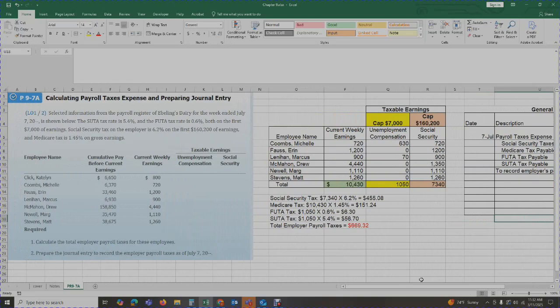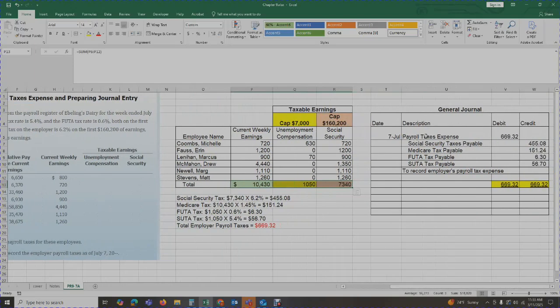Please read over your ebook. It has valuable information, and a lot of great examples are provided to you. Please make sure that you clearly understand what the cap for unemployment is versus the cap for Social Security. Once you calculate your taxable earnings, you simply grab your totals based on the tax that you're calculating. You multiply by the respective rates, and that will give you your employer payroll taxes. For the journal entry, payroll taxes expense will always be debited, and the respective payable accounts will be credited for the different amounts.